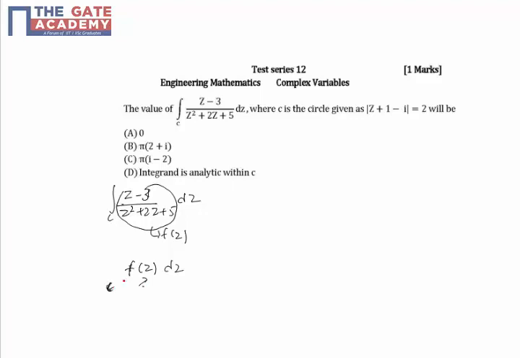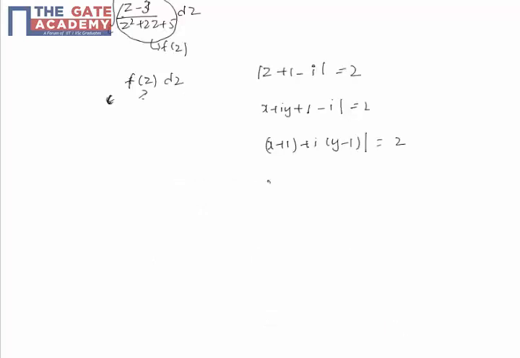Given the curve is mod of z plus 1 minus i is equal to 2. If I take z as x plus iy, then x plus iy plus 1 minus i is equal to 2, so it is (x plus 1) plus i(y minus 1) with modulus equal to 2. So it is a circle, (x plus 1) whole square plus (y minus 1) whole square is equal to 4. Here the center is (minus 1, 1) and the radius is 2.